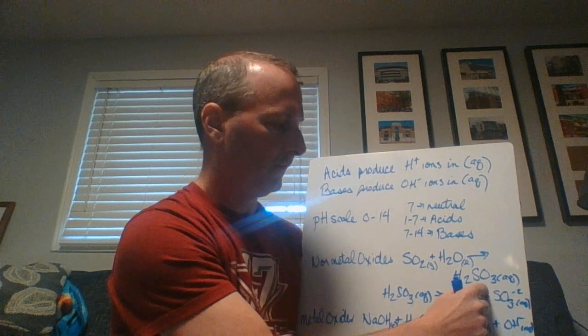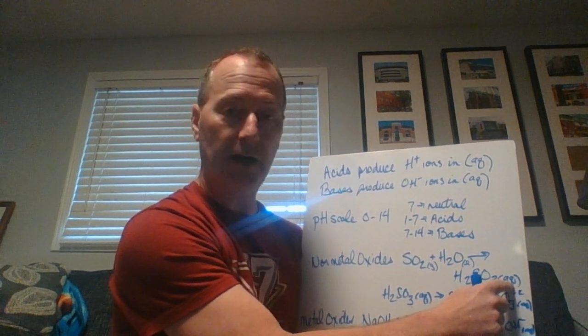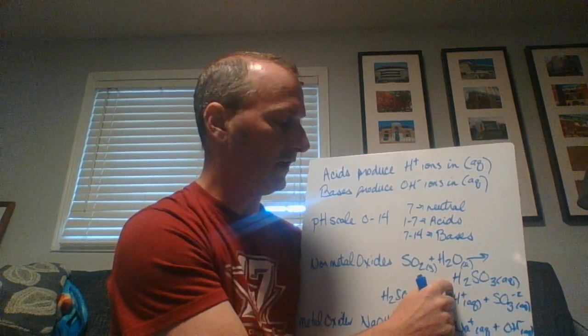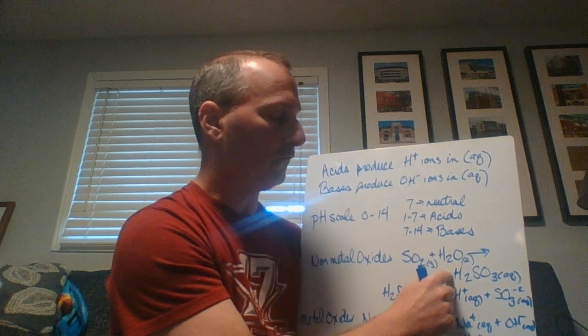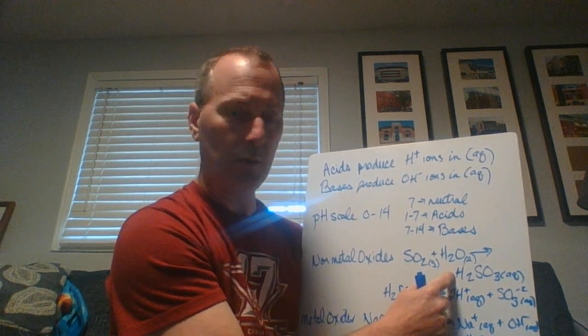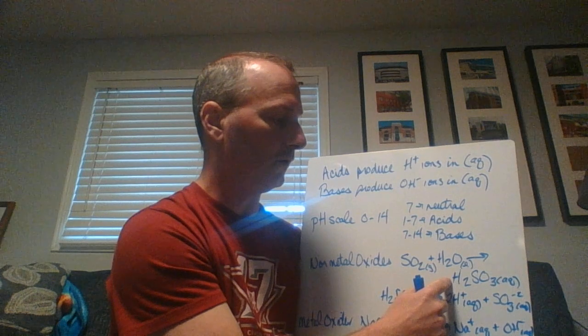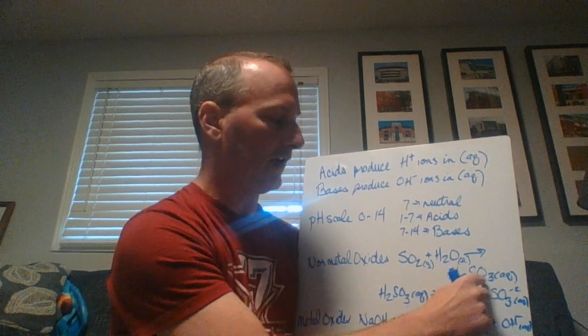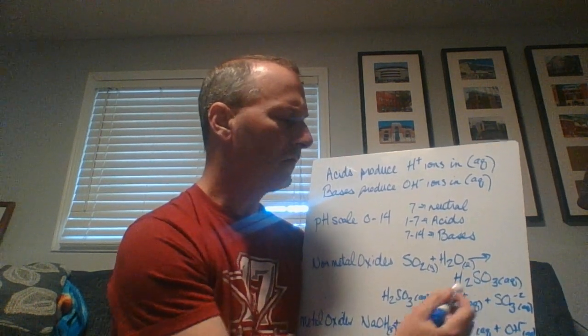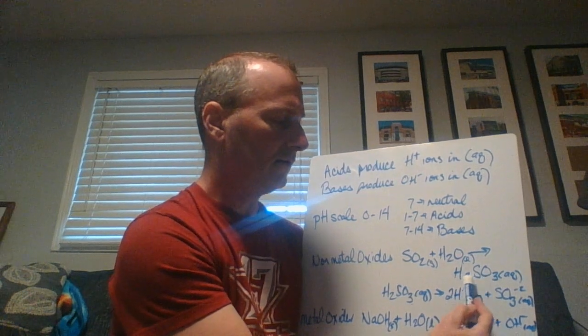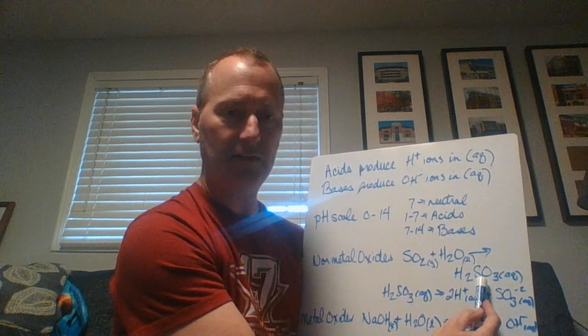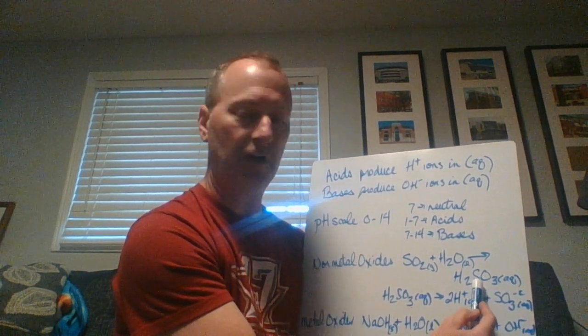H2SO3. Okay, aq is our state of matter because it's dissolved. It's a solution. This is actually called sulfurous acid. It's kind of like sulfuric, but it's sulfurous acid. Slightly different. Sulfuric acid would be H2SO4.